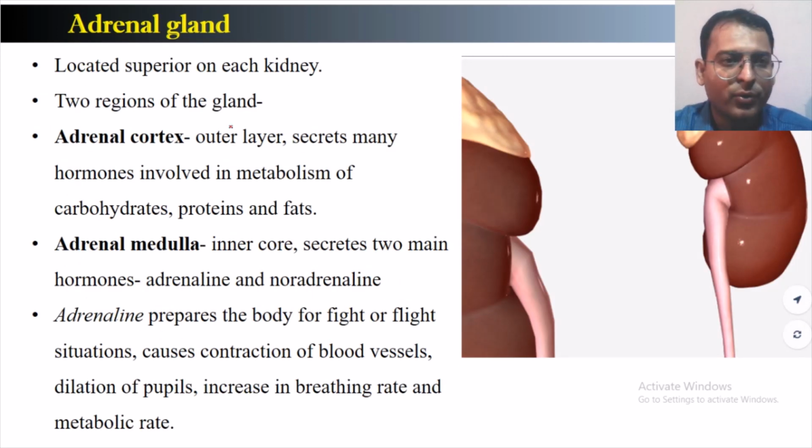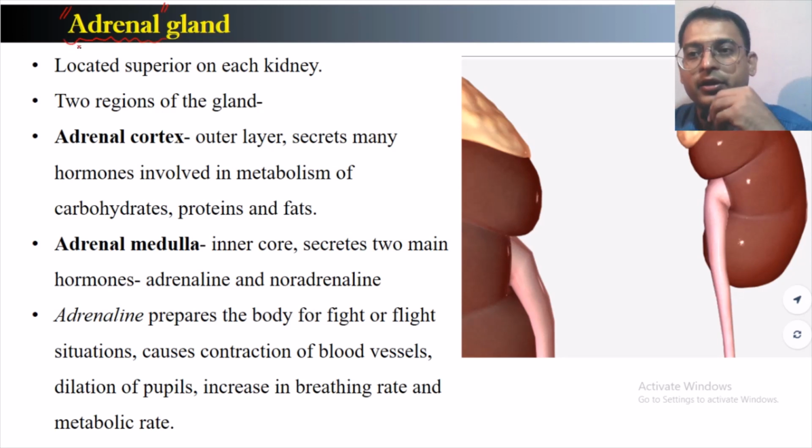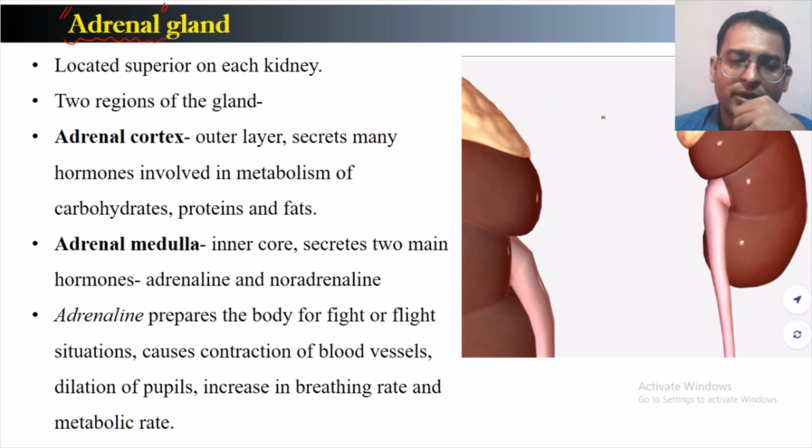Moving on to the next important endocrine gland, that is the adrenal gland. So where is it located? It is located like a cap on top of the kidneys. It just looks like a cap, isn't it? On the kidney it is sitting like a cap, so it is located superior on each kidney. You know that we have a pair of kidneys, left and right, and on top of both the kidneys we have an adrenal gland.